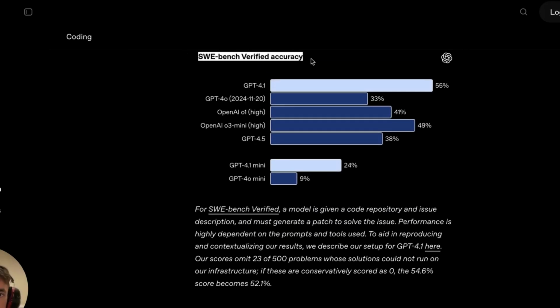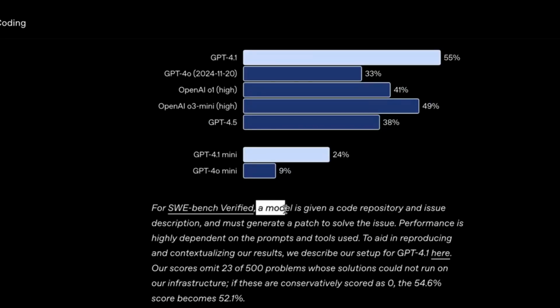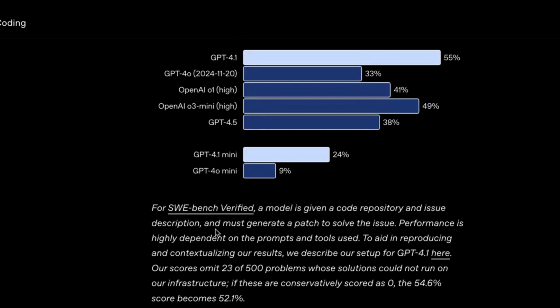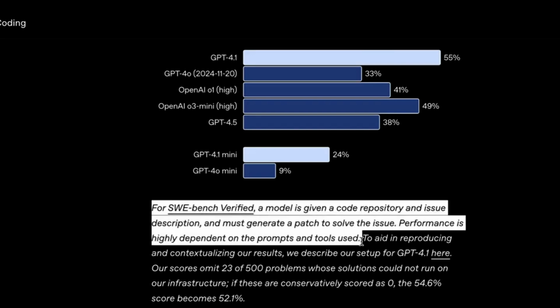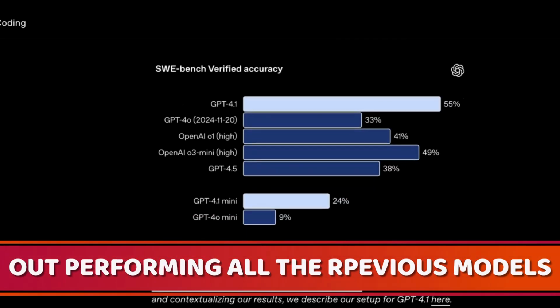We've got the SWE-bench Verified accuracy. GPT 4.1 is right at the top there in terms of accuracy. This is a benchmark where a model is given a code repository and issue description and must generate a patch to solve the issue, right? Performance is highly dependent on the prompts and tools used, and so on. But basically this is outperforming all the previous models on the same benchmark test.